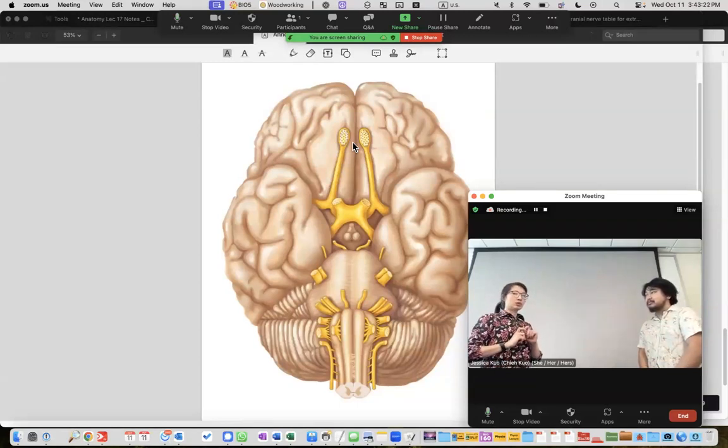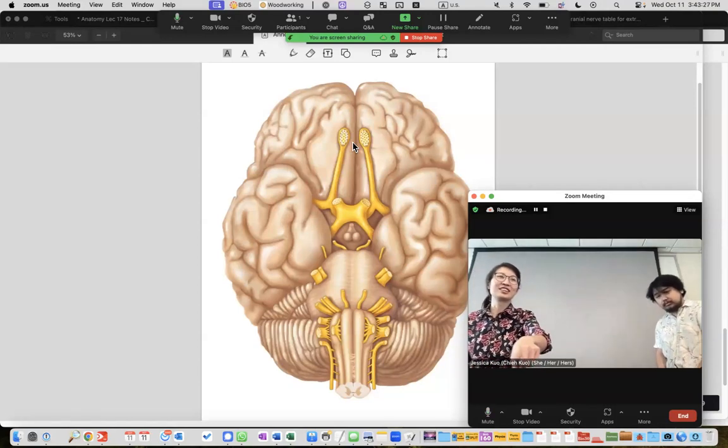8, vestibulocochlear nerve. I forgot each one. You want to show it on the screen. Okay, you start showing.